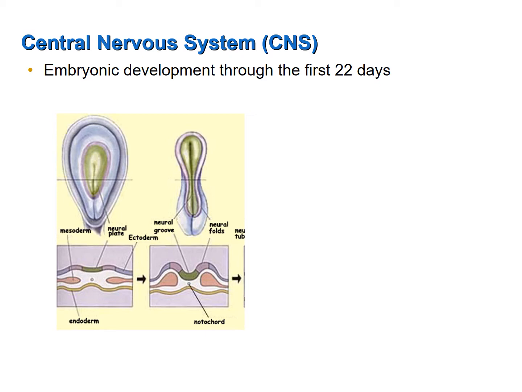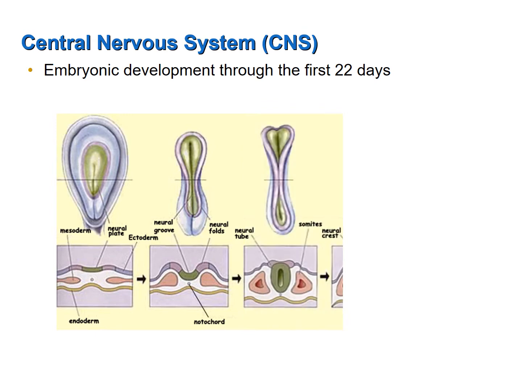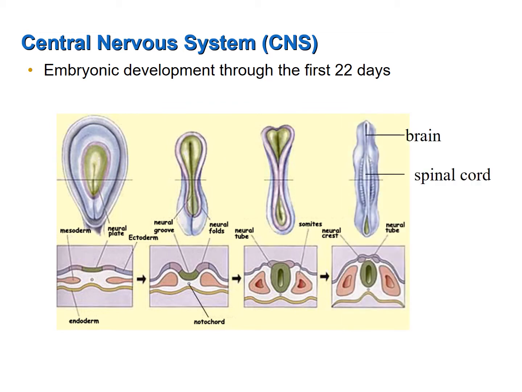It will continue to invaginate, eventually forming a neural tube enclosing a space. And that neural tube will become the brain and spinal cord, and the enclosed space will become the ventricles of the brain and the central canal of the spinal cord, and will contain cerebral spinal fluid.